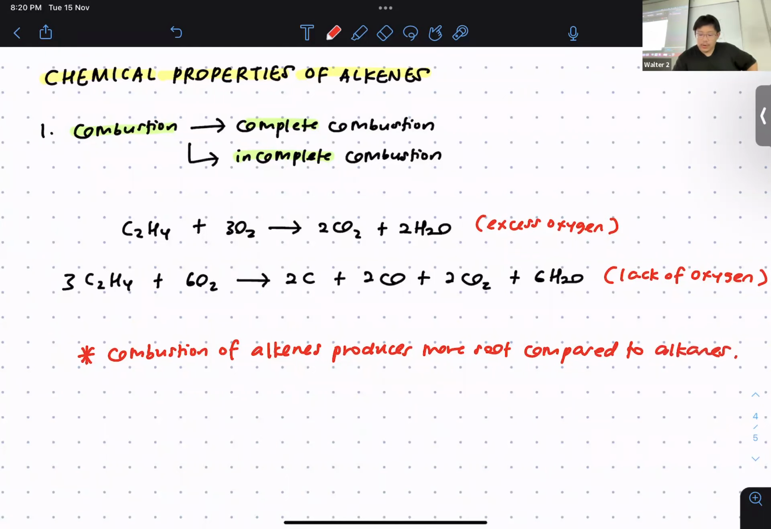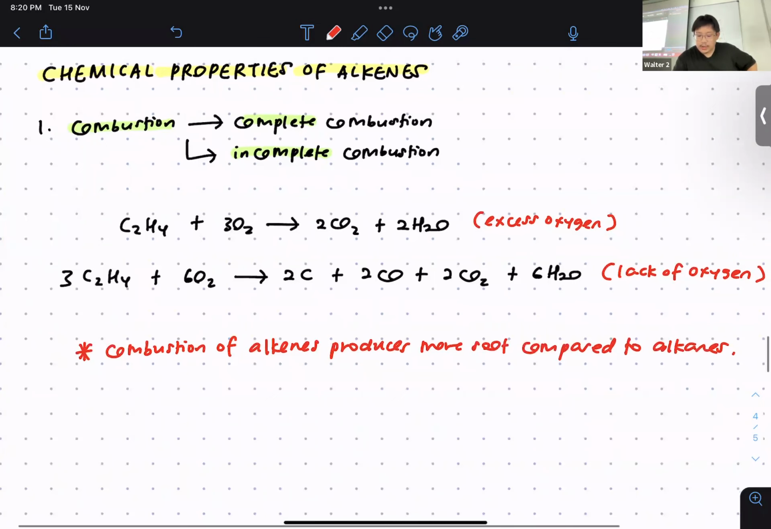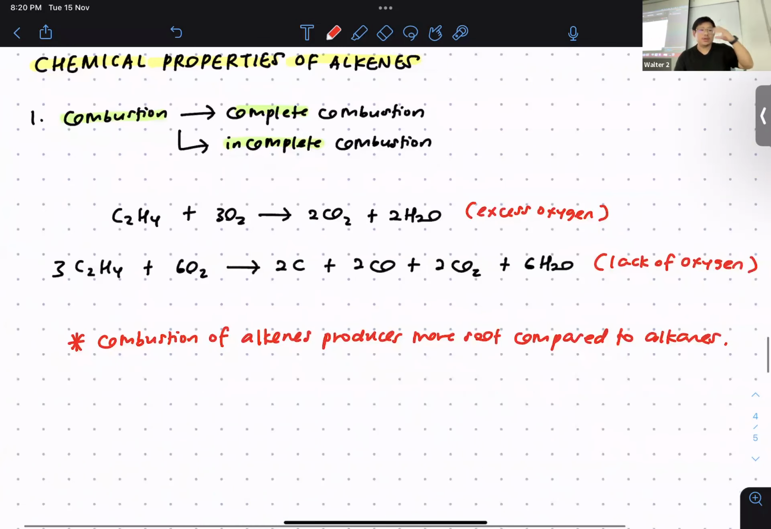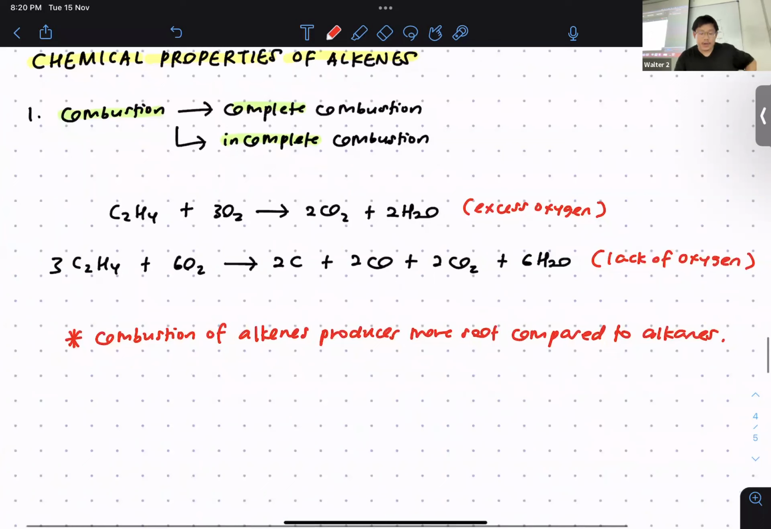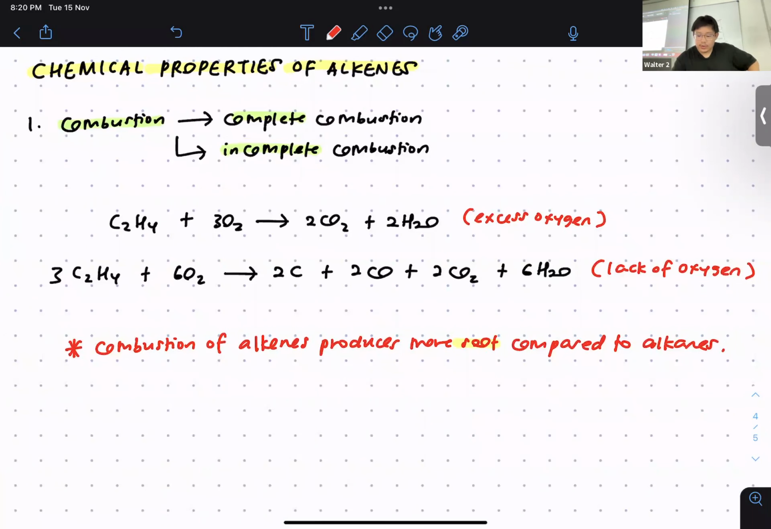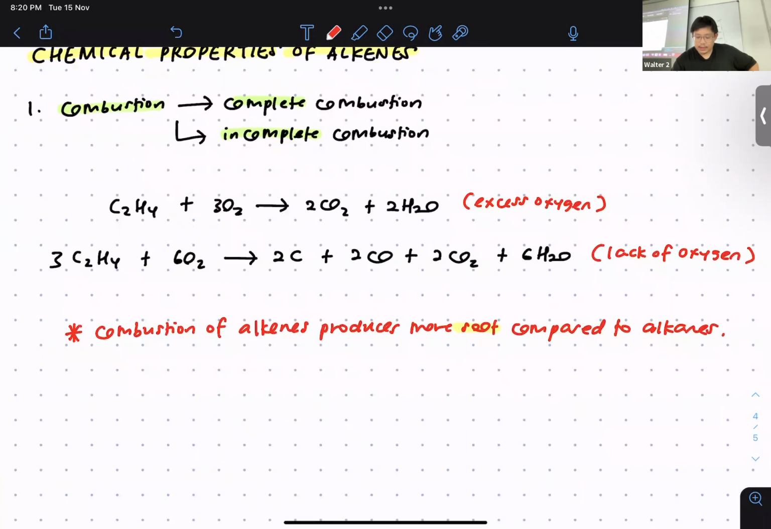Okay, if you don't know what soot is, it's the carbon deposit, the black smoke that comes out. The reason why alkenes can produce more soot during combustion compared to alkanes is because alkenes all have a higher percentage of carbon by mass.